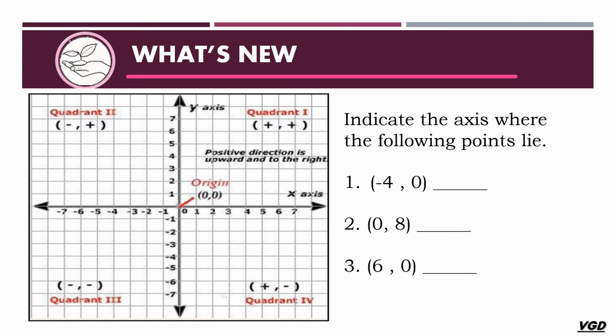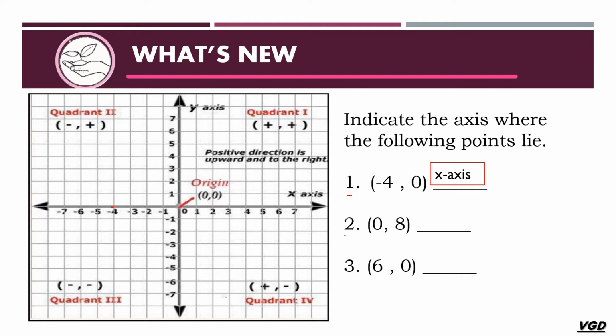Let's have another activity to check if you really understood our lesson. So indicate the axis where the following points lie. So all we have to do is just to indicate if it lies in the x-axis or the y-axis. Take note, we only have two axes. So for number 1, we have here the coordinates -4, 0. So the x value is -4 and the y value is 0. Therefore, it is located in, yes, it's located in the x-axis.